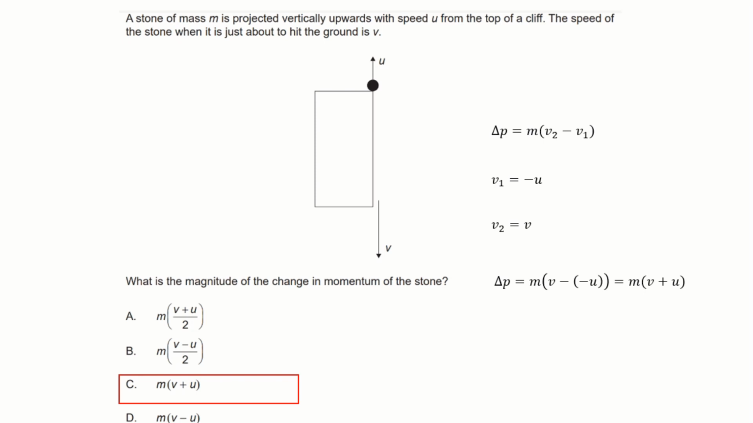Now, I could have done this the other way. I could have said that upwards was positive, downwards is negative, and I would have ended up with exactly the same thing, but with a minus sign in front of it. Notice the question is asking about the magnitude of the change in momentum, and so therefore the magnitude would just be ignoring that minus sign, and we get the same answer here. So that's why our answer is C.